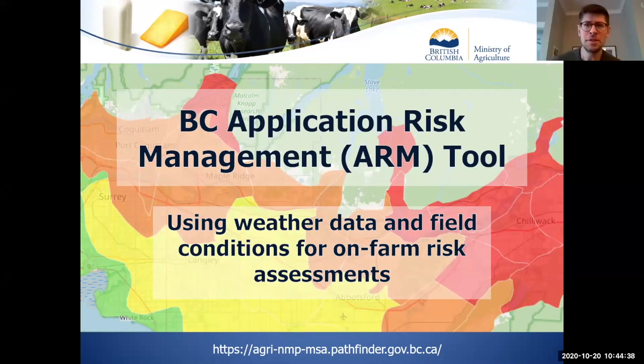So I'll be talking about our BC Application Risk Management Tool, or what we're trying to coin as ARM. I'm Jeff. I work with the Ministry of Agriculture as a nutrient management specialist. This is a decision tool that's intended to use weather data to assess on-farm conditions and predict the potential for runoff on farms after nutrient applications.